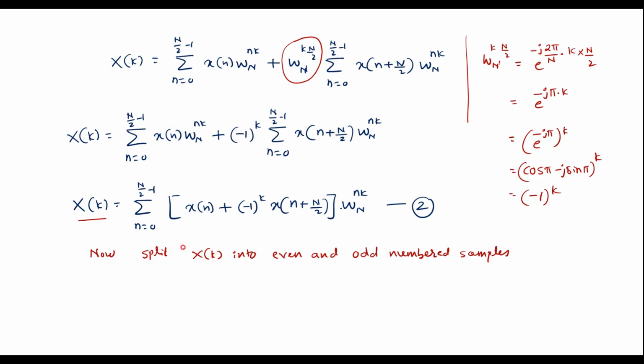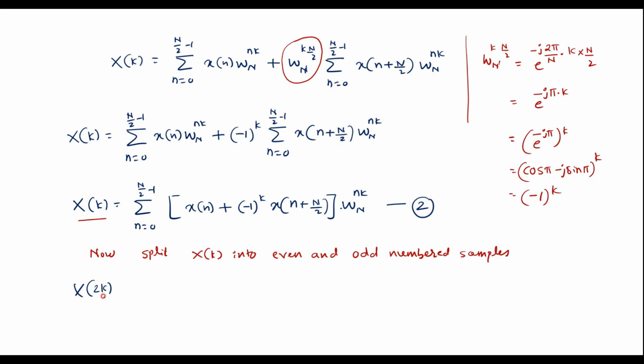So as we know, in decimation in time, we have split x of n into odd and even numbered samples. So in decimation in frequency, the DIF-FFT algorithm, we have to split x of k into even and odd numbered samples. So to split x of k into even numbered samples, we have to take x of 2k.